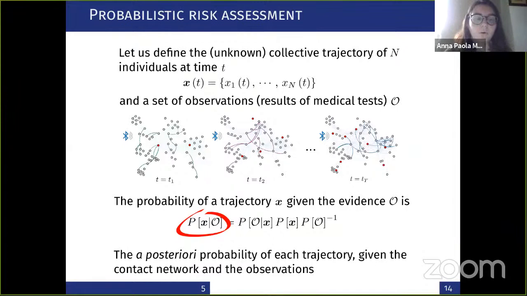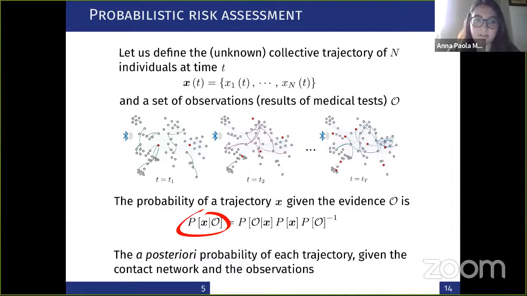Let's define the collective trajectory of these n individuals as x of t, where t is a discrete time. For this talk I'll use discrete time, but this framework could be generalized also to continuous time. The states that each x_i of t can take will be clear in the following. For the moment, let's consider this trajectory x of t plus a set of observations: the results of medical tests, both the positive and the negative results. I want to stress this.